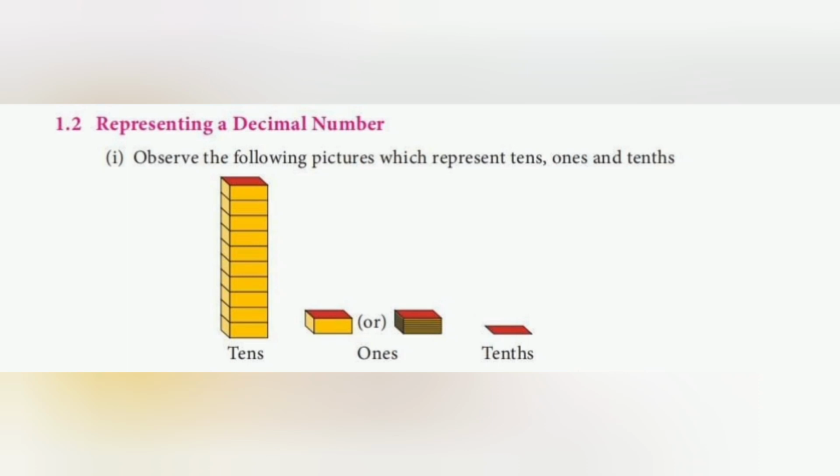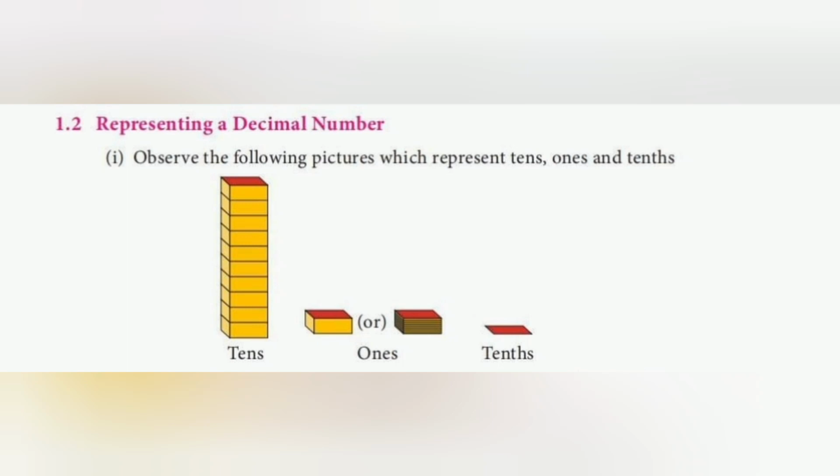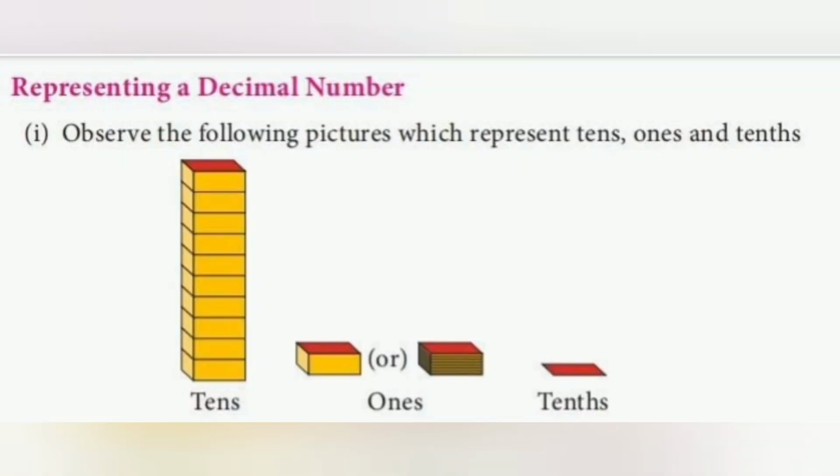The next place, how will you find it? Each one block is the ones place block. Like that you need to arrange 10 blocks one upon the other so that we get a one column block. That one column block denotes the tens place. This is the exact pictorial representation of a decimal number.